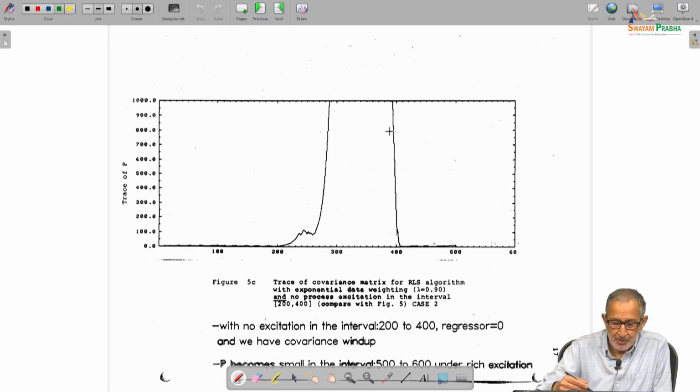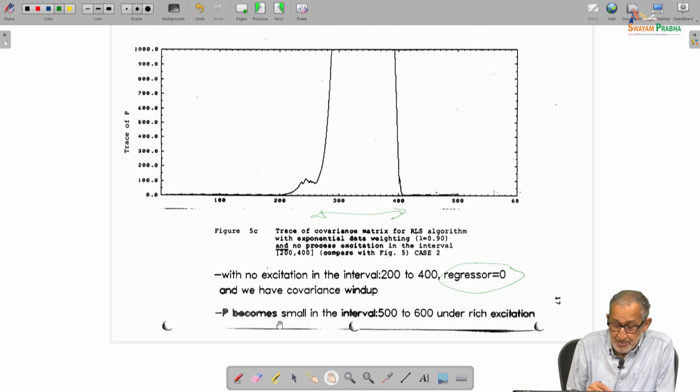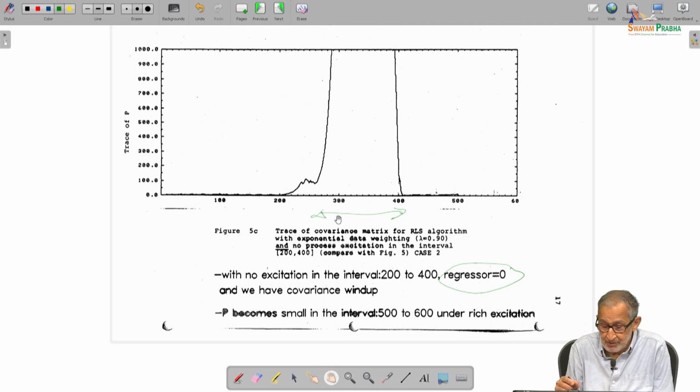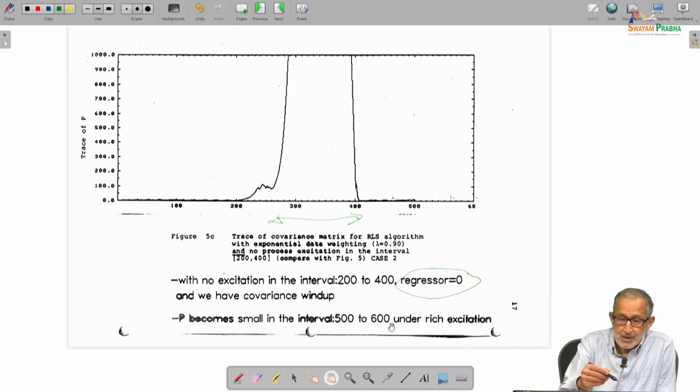The trace of the P matrix becomes very large, as you can see here. No excitation, the regressor is very small. We have a covariance wind up. P becomes very small in this interval, also in the interval 500 to 600 under rich excitation. Okay.